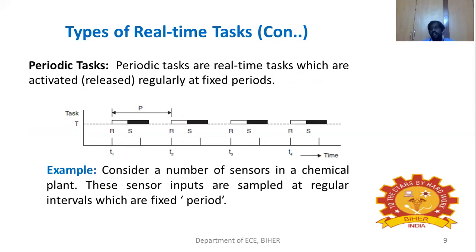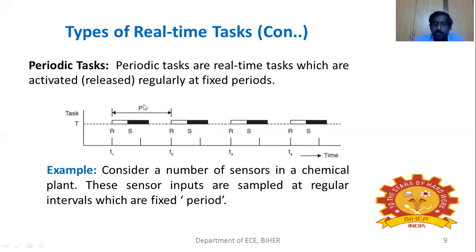Then periodic tasks is the next category, periodicity. Periodic tasks are real-time tasks which are activated or released regularly at a fixed period. Periodic means it is repeated after a fundamental period, every time. Here we can see a task, task T, at time period T1. After that, we can get the same task at T2, T3, T4. So this is the period.